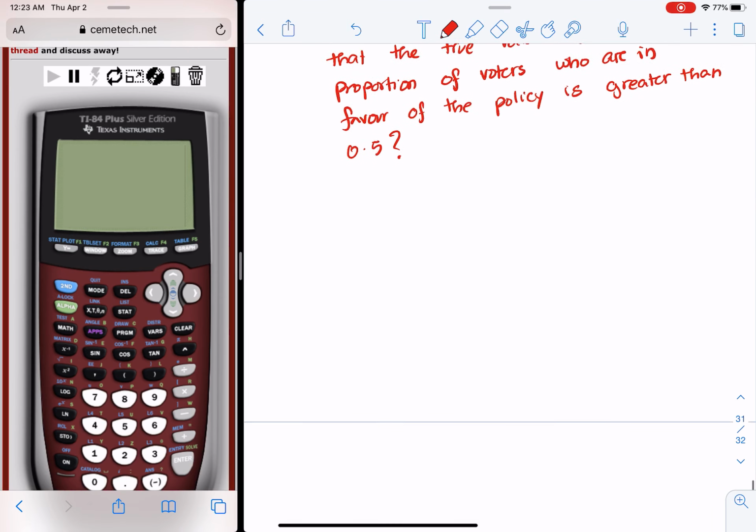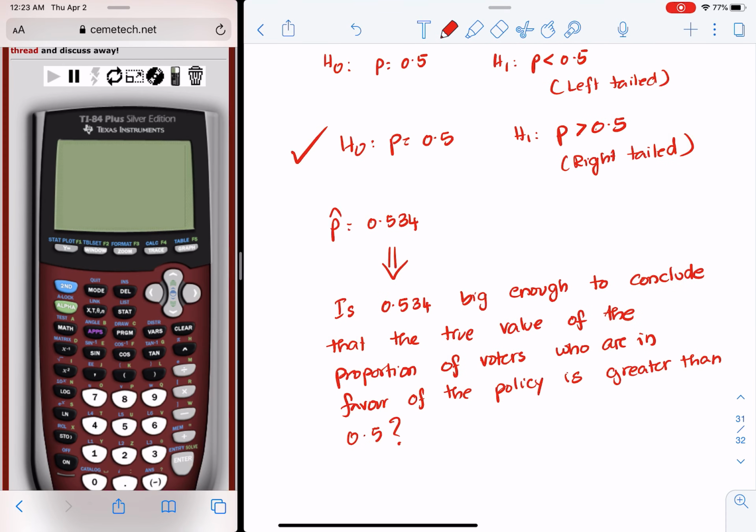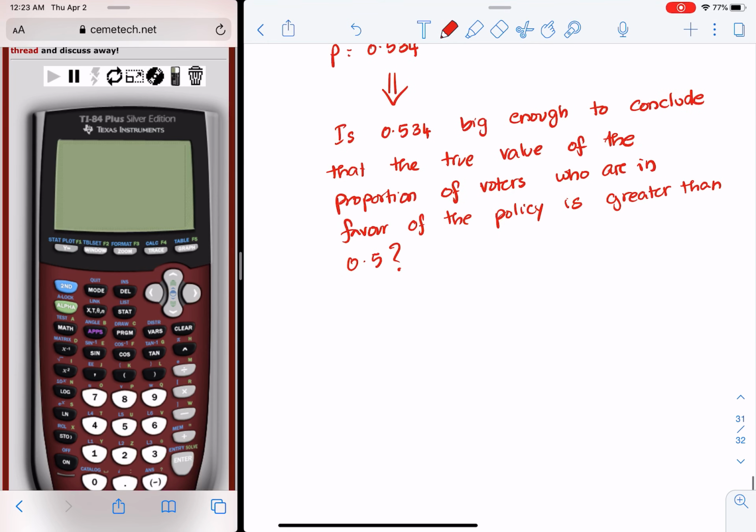Here is where the concept of statistical significance comes into play. Just because 0.534 is bigger than 0.5, we cannot conclude that the majority of voters are in favor of the policy. What is the reason for that? Again, sample variability. We are trying to make a statement about the population using a sample, and we have to account for that sample variability, because if I change the sample, it is likely I might end up with a different conclusion.